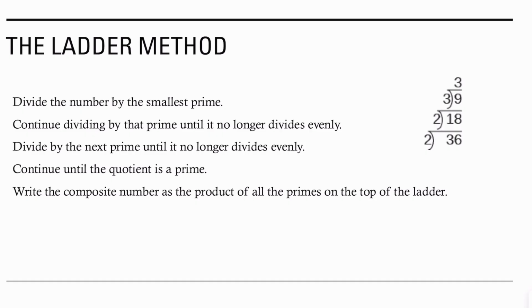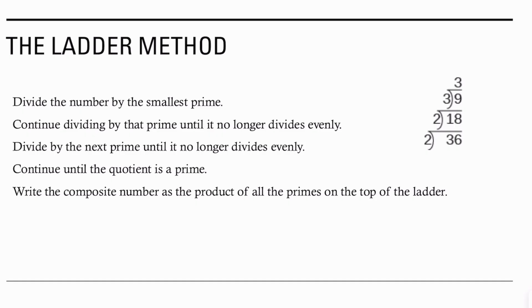Another way we can find prime factorization is using a method called the ladder method. And so when we're using the ladder method, you can see a little bit of an image on the right-hand side. So what we want to do is divide the number by the smallest prime. Then we want to continue dividing by that prime until it no longer divides evenly. Then we divide by the next prime until it no longer divides evenly also. Continue until the quotient is a prime, and then write the composite number as the product of all the primes on top of the ladder.